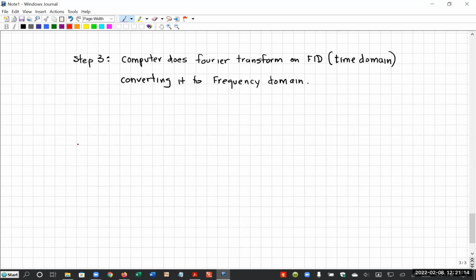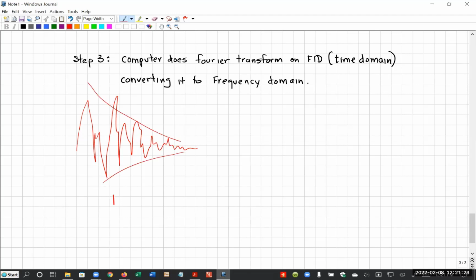So we start with this complicated signal coming down here, right? Decaying in this way. This is our FID. We do the FT. Sorry, we don't do it. The computer does it for us. And what we get is we get something that looks like this.